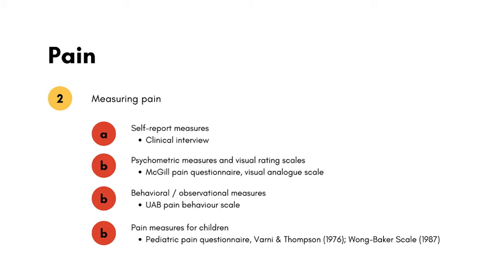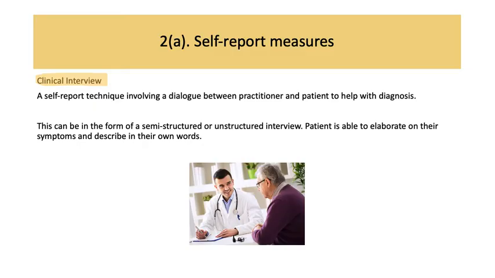So when you're writing your descriptive essay, you need to include 4 things. I don't know why it's labeled ABBB there. It's supposed to be ABCD, okay? So look at self-report measures, psychometric measures and visual rating scales, behavioral observational measures, and pain measures for children.